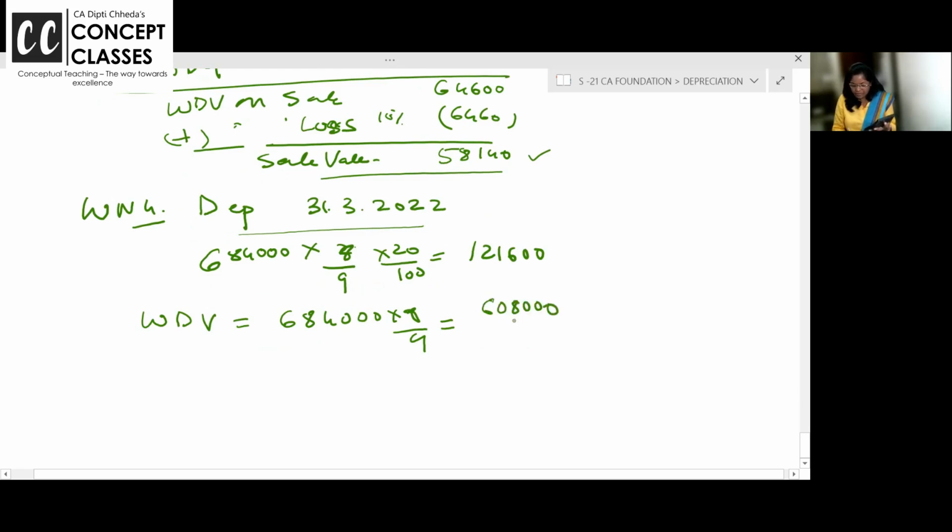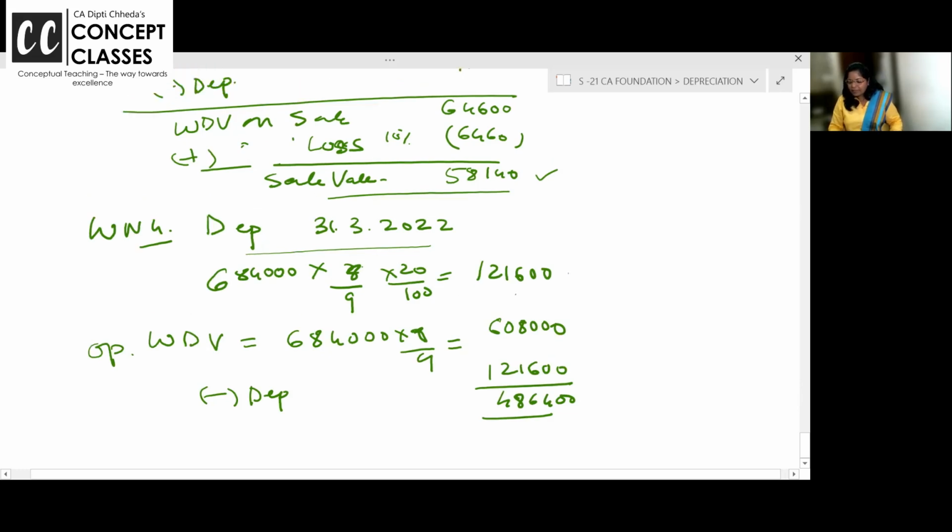6,08,000 is the opening WDV. Again, you charge depreciation of 121,600. So the closing value you can also calculate: 486,400. Clear to all of you? A little quickly: 684 into 8 by 9, 20% you are getting, and 121,600 is the depreciation and the WDV.